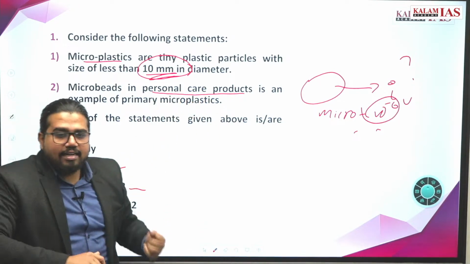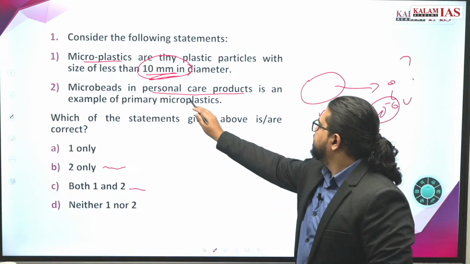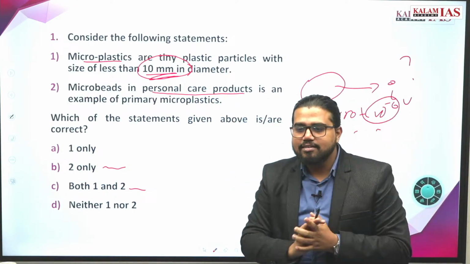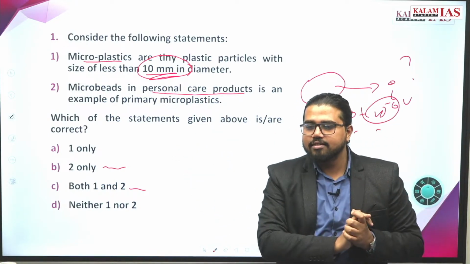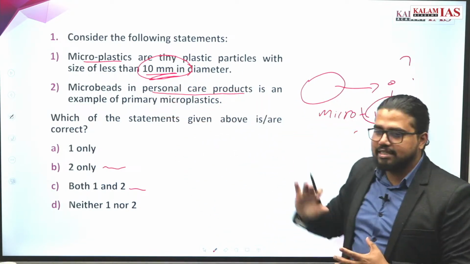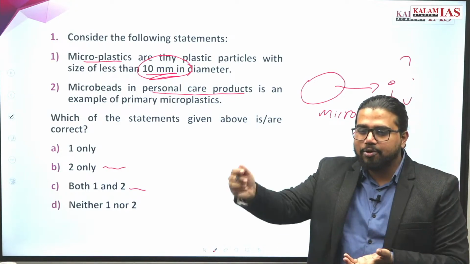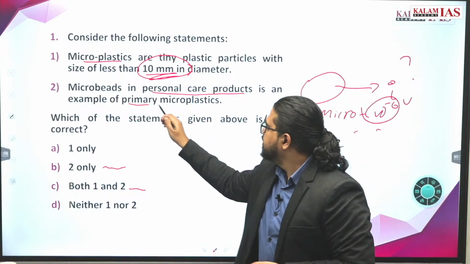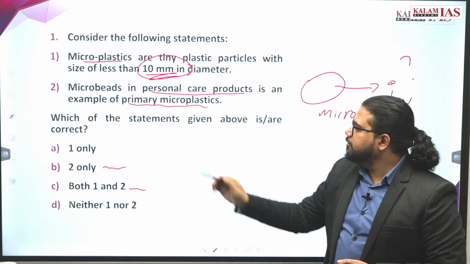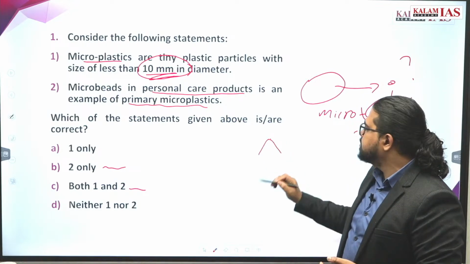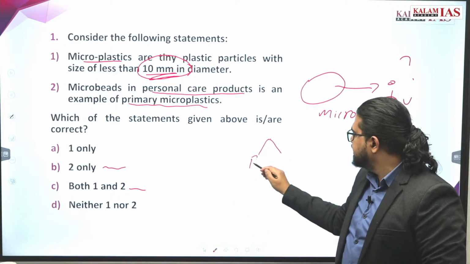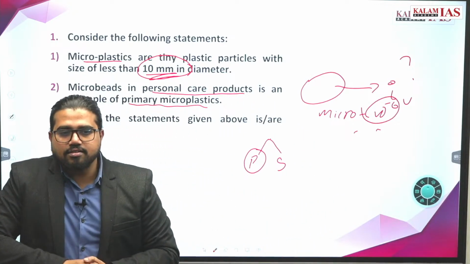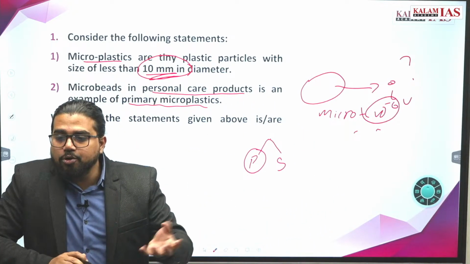So the idea is, it says personal care products. You have read somewhere or you have some idea that microplastic is related to personal care products. Sunscreen, scrub, all these products contain some part of microplastic. Now what else is given? Primary microplastic. Now if primary is mentioned, there should be two types of microplastic, primary and secondary. And what can be primary? What are primary pollutants?